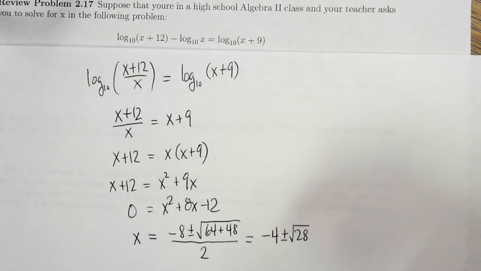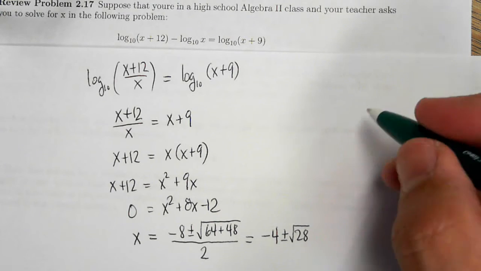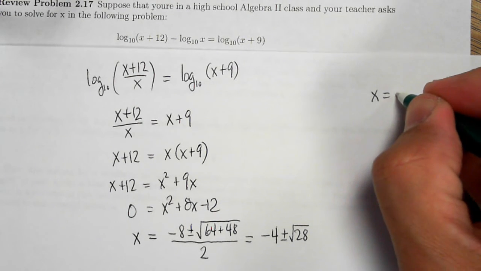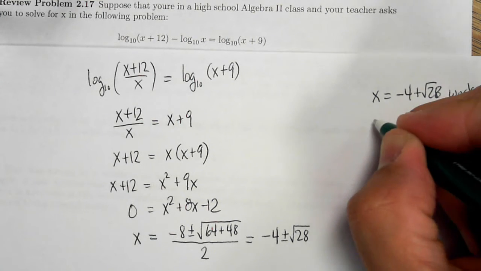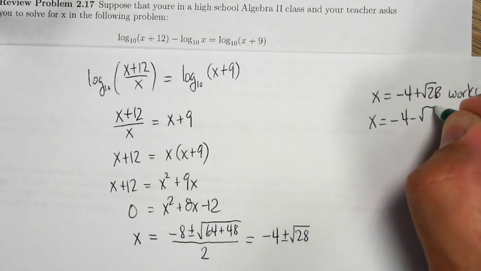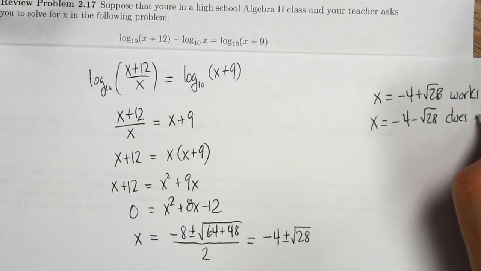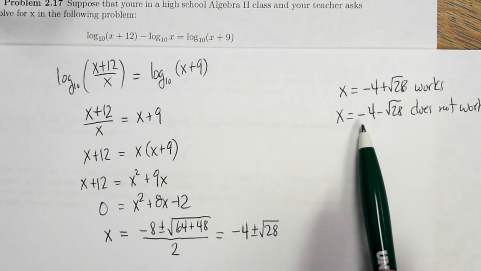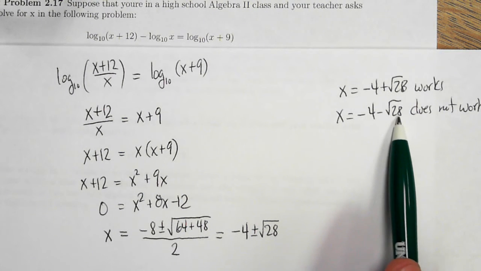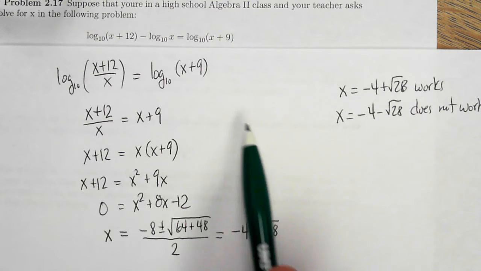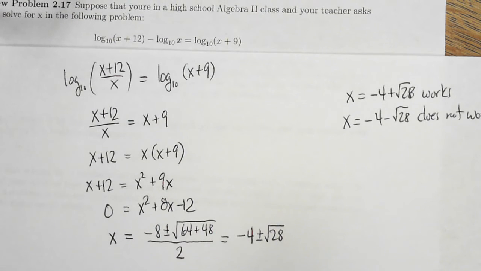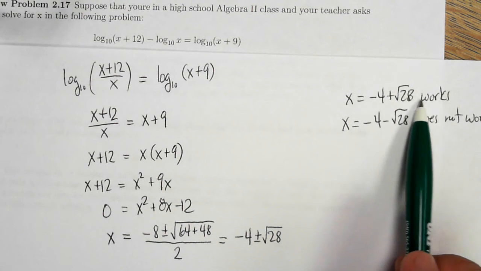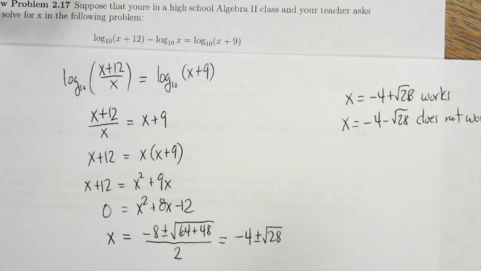Now the problem is that only one of these actually works. So x equals negative 4 plus the square root of 28 works. But x equals negative 4 minus the square root of 28 does not work. The reason is that it's negative: negative 4 minus something is negative. And the log of a negative number is not defined. So this first one works, but the second one does not.